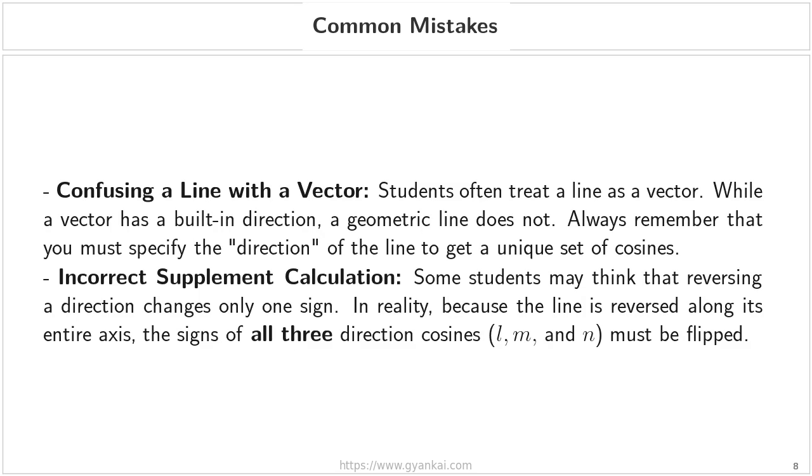Second, watch out for errors when calculating supplementary angles. When you reverse the direction of a line, some students mistakenly believe that only one of the signs will change. However, as we saw in our step-by-step logic on slide 4, because the entire axis of the line is being reversed, the direction angles all become their supplements. This means the signs of all three direction cosines, l, m, and n, must be flipped simultaneously. It is a total sign reversal. l, m, and n become negative l, negative m, and negative n.